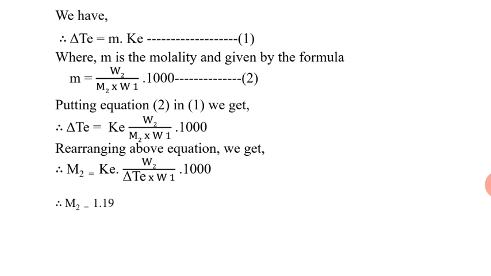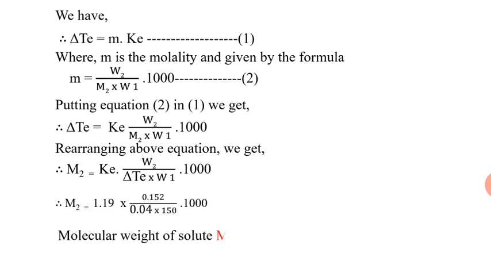Putting all the values that are given, the value of Ke is 1.19 into 0.152 weight of solute into 1000 divided by delta T, that is 0.04 into 150. Molecular weight of solute M2 is equal to 101.54. Thus we have calculated the molecular weight of solute. So in this way we can calculate the molecular weight.